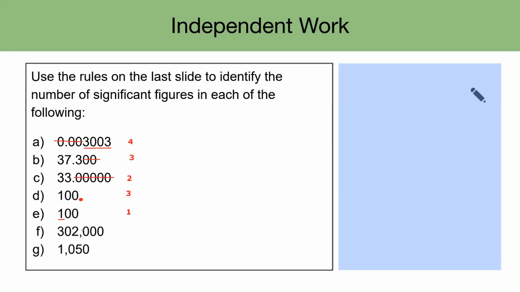Now we come up to 302. Those zeros at the end, there's no decimal place. They are not significant. So there's going to be 3 significant figures there. And we also have letter G. This last 0, it's not sandwiched between 2 numbers. It is not significant. And we only will have 3 significant figures here, which would be the 1, the 0 that is sandwiched between the 2 numbers, and the 5.